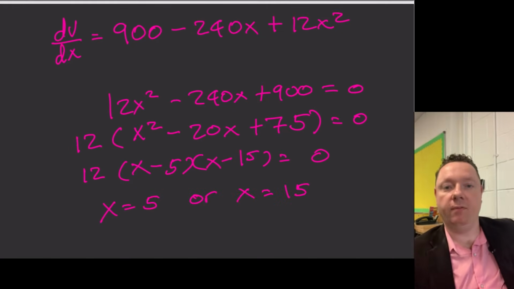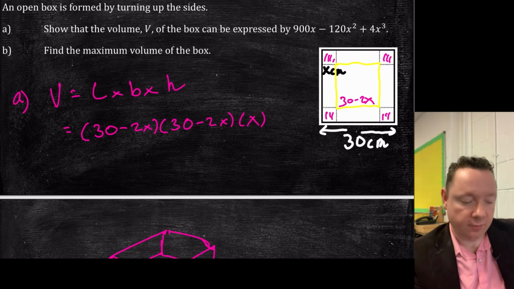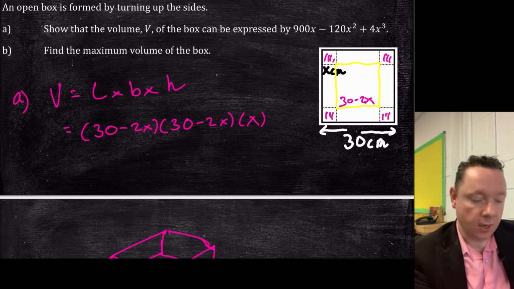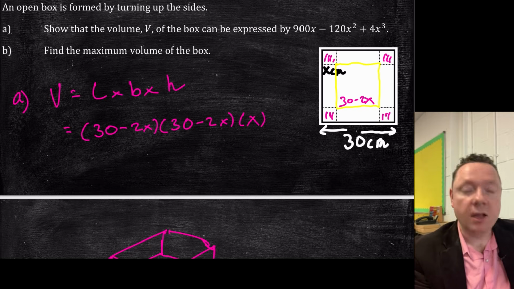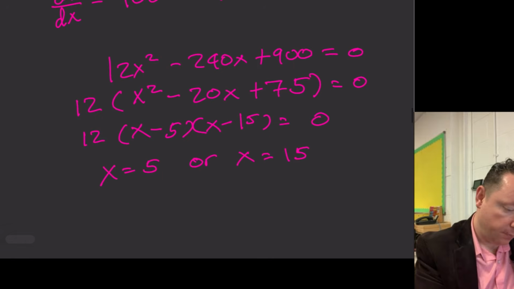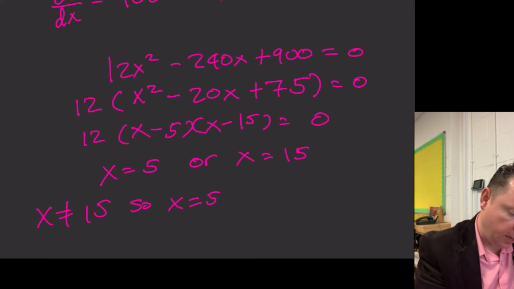Well, which one is it? 5 or 15? We've got some equations for lengths. This length is 30 minus 2x. Well, if x was 15, you would have a length of 0 on the box, so you can't pick that one. That's the same if you end up with a negative. So you pick the one that gives you a positive answer because it's a real world problem. So we can just say x cannot equal 15, so x equals 5.